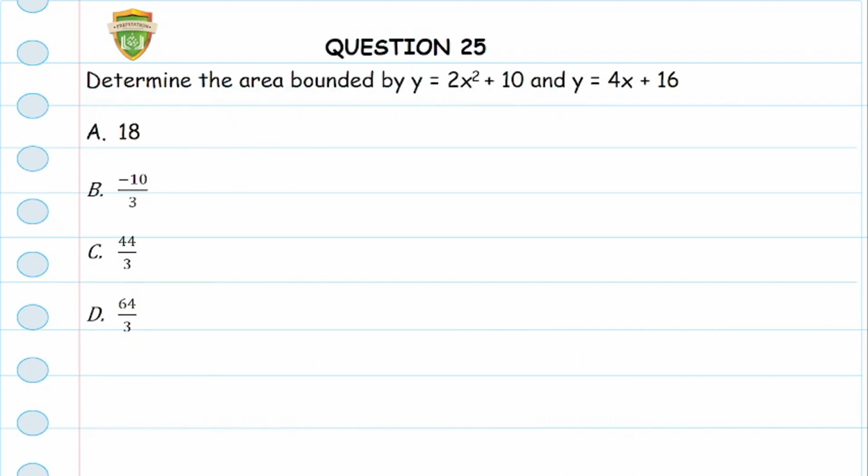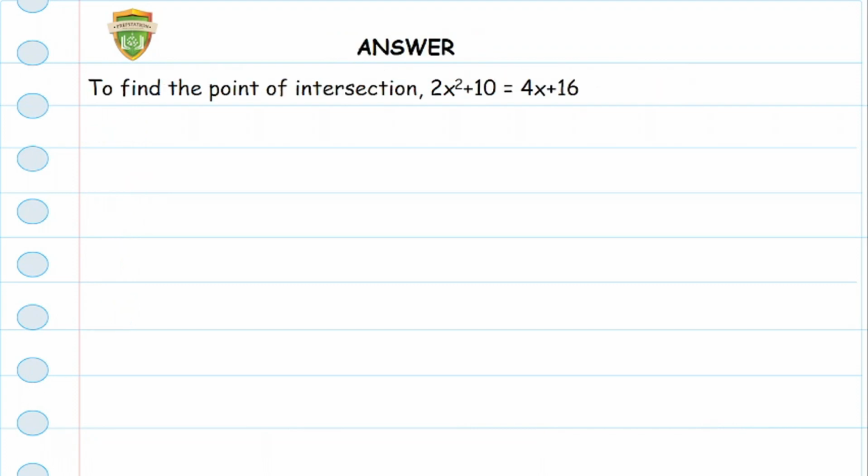Question 25 says we should determine the area bounded by y equals 2x squared plus 10 and y equals 4x plus 16. When you're asked for the area bounded by an equation, you know that integration has to come in. But the first thing we're going to do is find the intersection points for these two graphs. So we equate them together. And when we equate them together, we bring this 4x plus 16 over to this side. So it becomes like this. And then the equation is simplified to 2x squared minus 4x minus 6 equals 0.